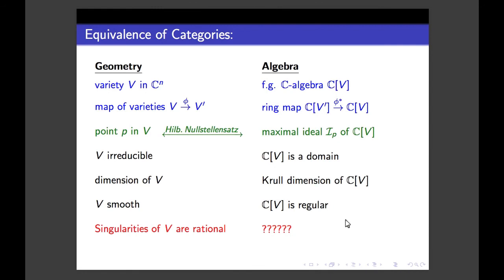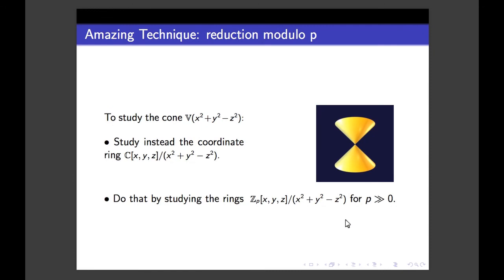The singularities being rational is one of these things that people really cared about, and there are many ways to define it. Some are more analytic, some are more topological, but it still feels like an algebraic geometric condition, so it ought to have a corresponding condition about algebra, and we didn't know what that was for a long time. Now we do. But you can't define it directly. You need to do reduction to characteristic p.